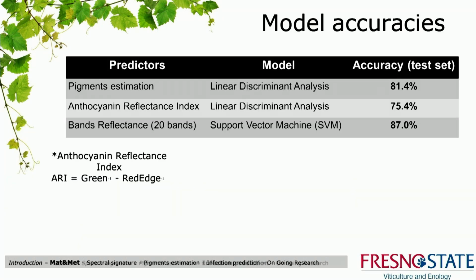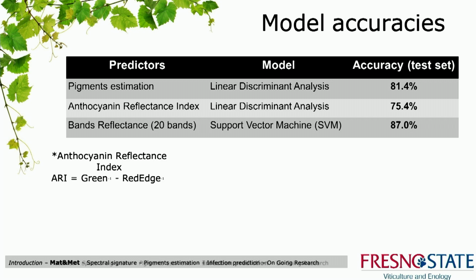Then we took this information, the pigment concentration, as a predictor to be able to predict the infection. And we had an accuracy on the test set of 91.4%.